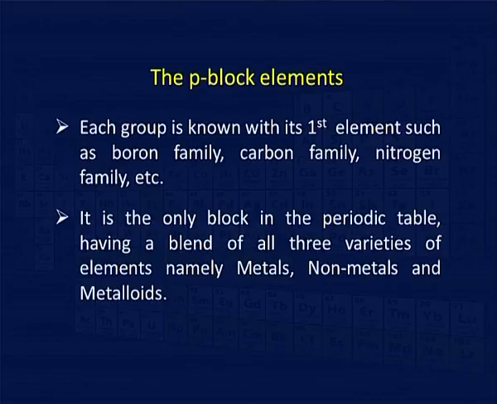Each group is known by its first element, such as the boron family, the 13th group, the carbon family, the nitrogen family. Likewise, it is the only block in the periodic table having a blend of all 3 varieties of elements, namely metals, non-metals and metalloids. And within a group, you will find that the metals, non-metals and metalloids appear with variation in the electronic configuration.